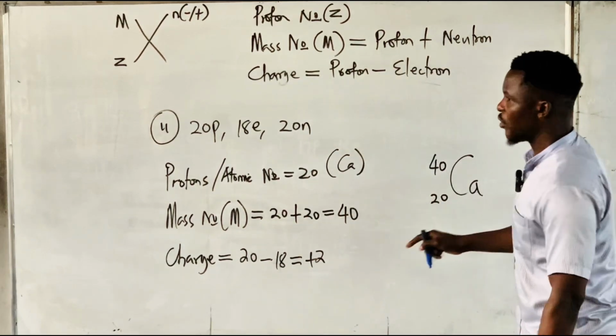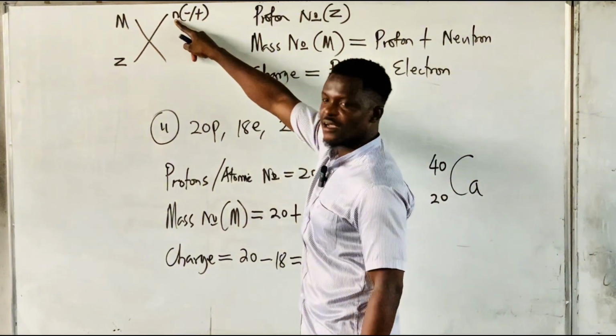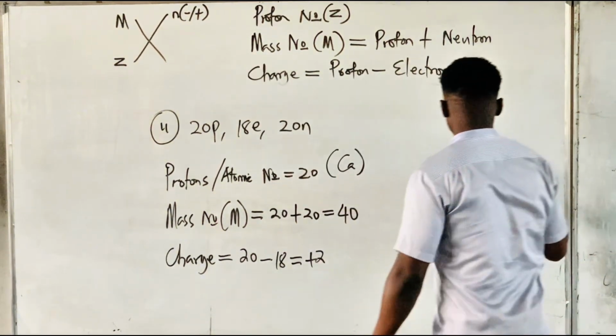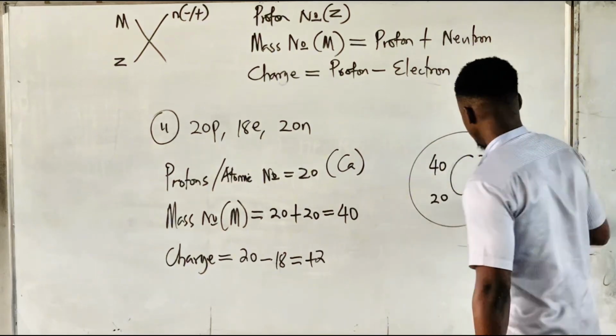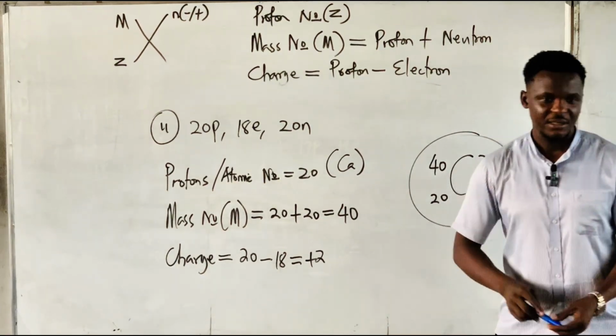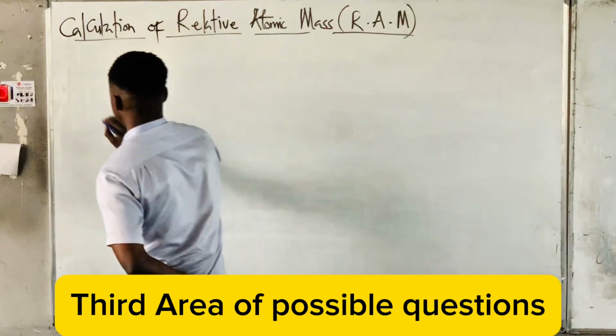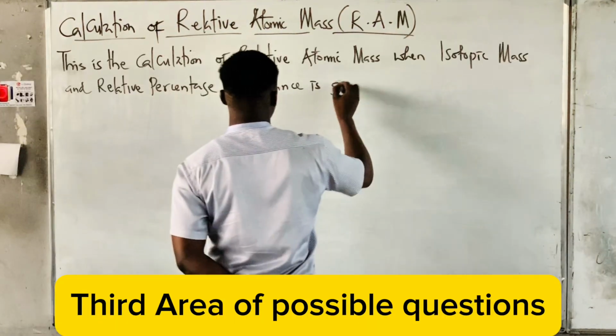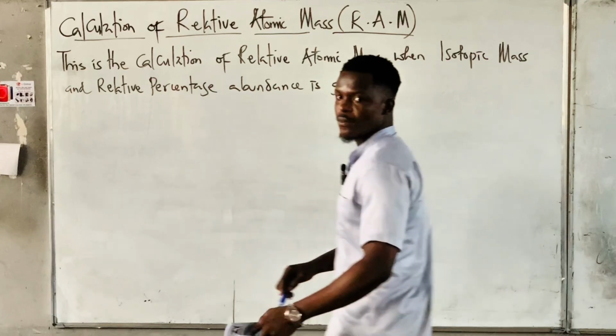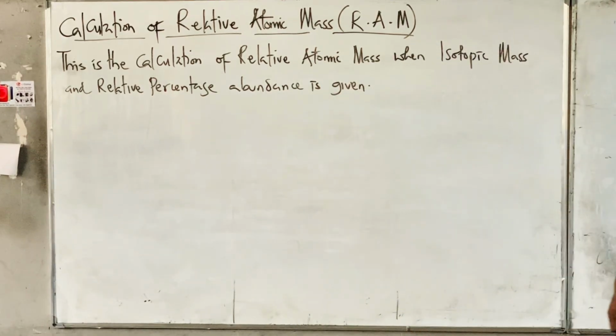So you come here, you're going to put the charge as a superscript on the right. This now becomes 2 plus. And that's the chemical symbol for that. And we are done with that part. All right, so we have this.